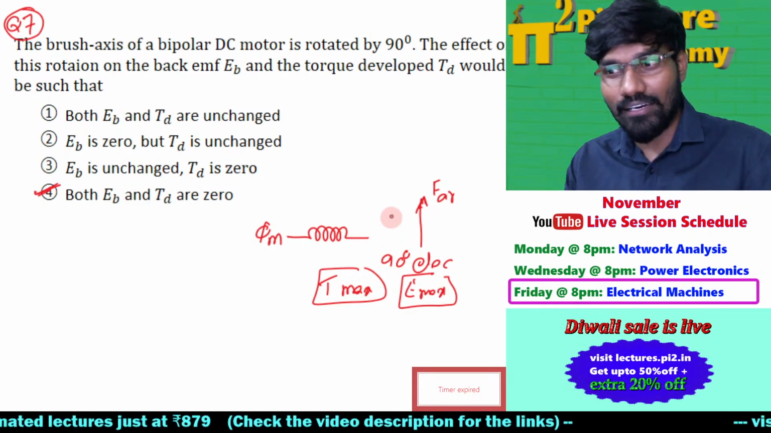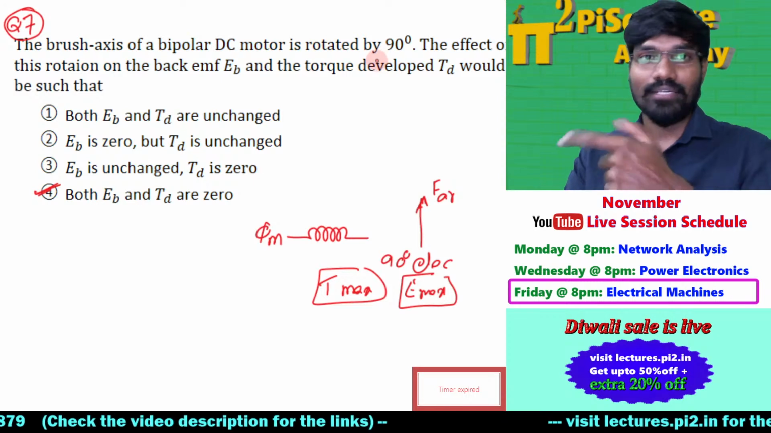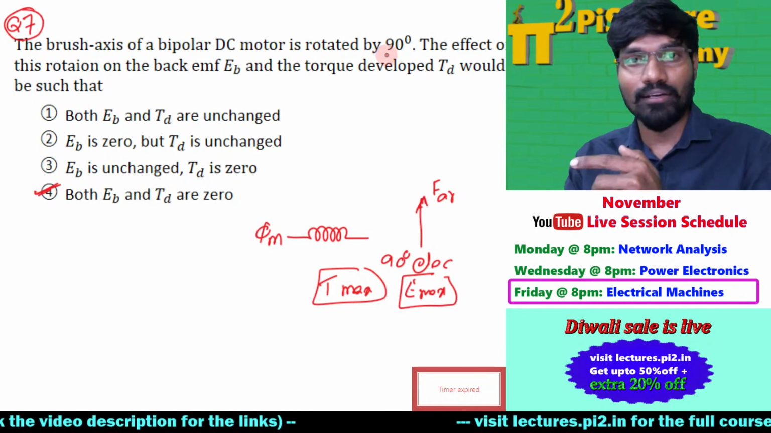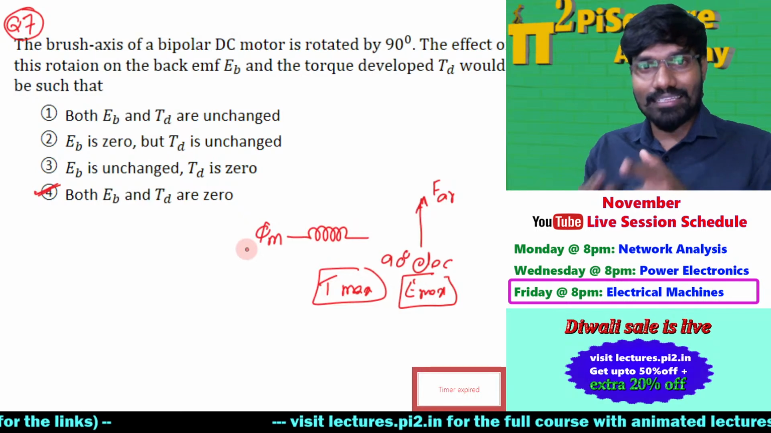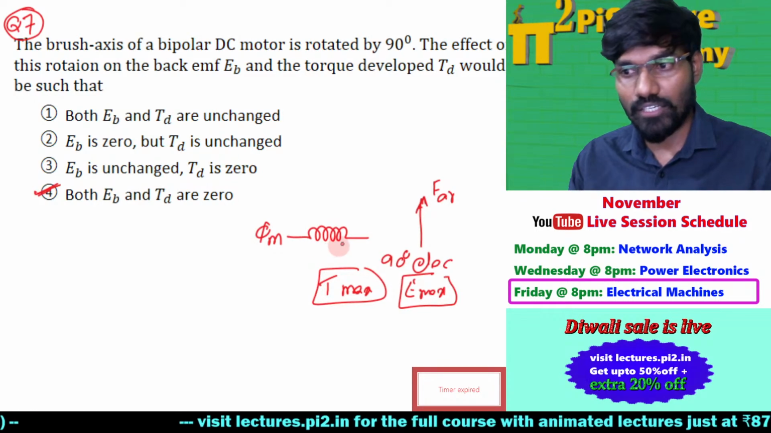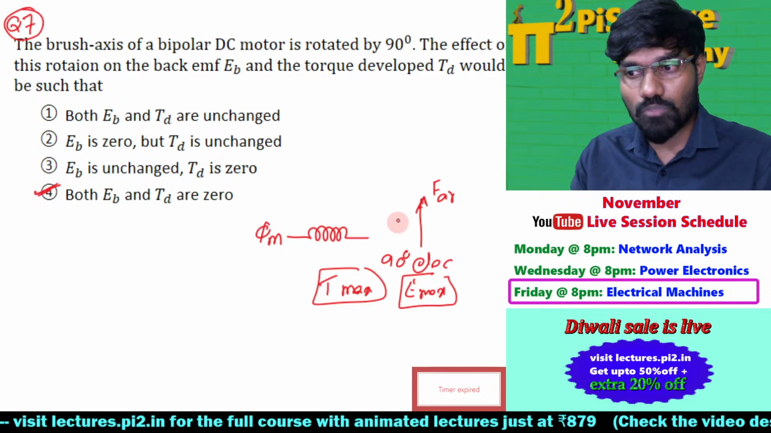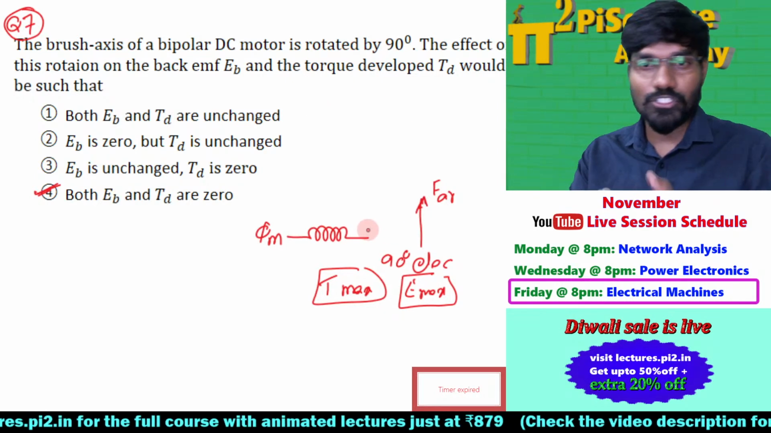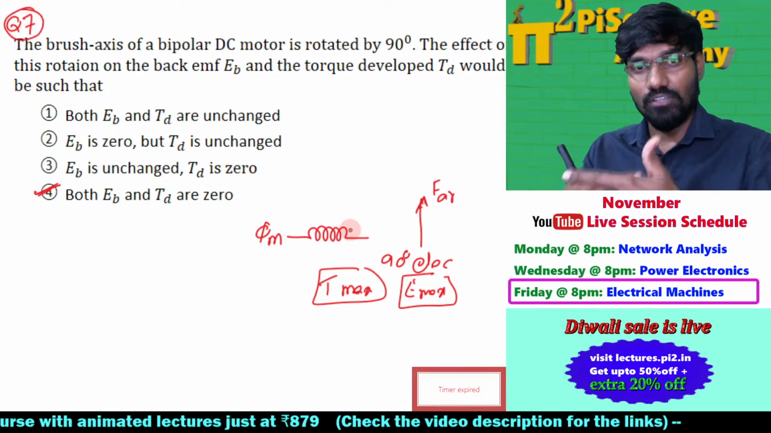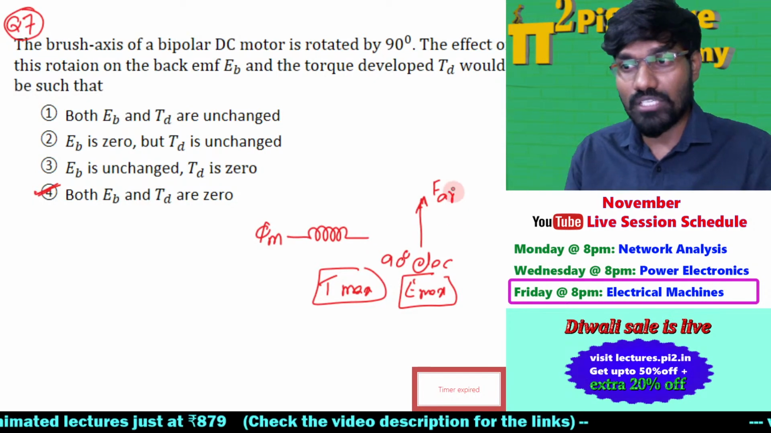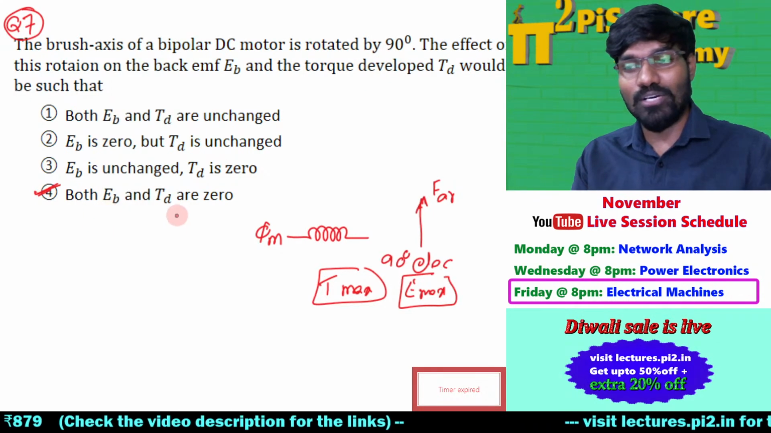Now what I have done is I have rotated the brush axis by 90 degrees. Means both are in the same phase or maybe in anti-phase. Once it is rotated 90 degrees, the angle between these two is either 0 degrees or 180 degrees, both are opposite or in the same direction. Then absolutely both EMF will be 0 and torque will be 0.